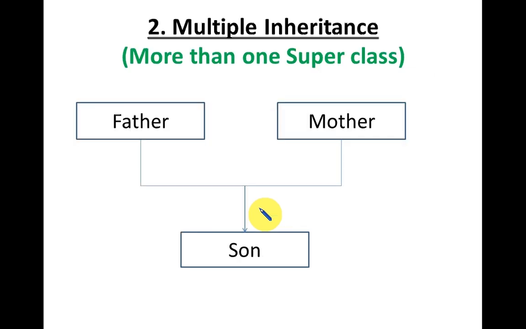Yes, so the second is multiple. Multiple means more than one. So here more than one superclass. See this example. Here son is a subclass. For this child class there are two superclasses, namely father is one superclass whereas mother is another superclass. So here more than one superclass. This type of inheritance is known as multiple inheritance.